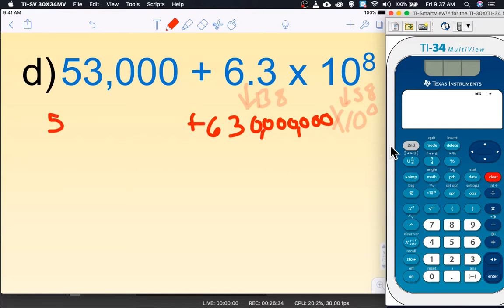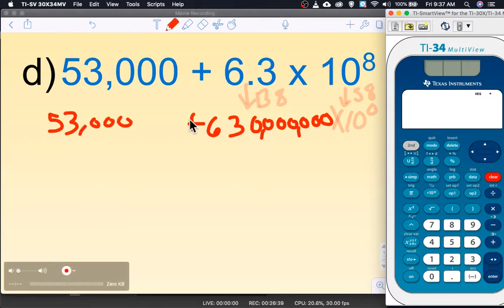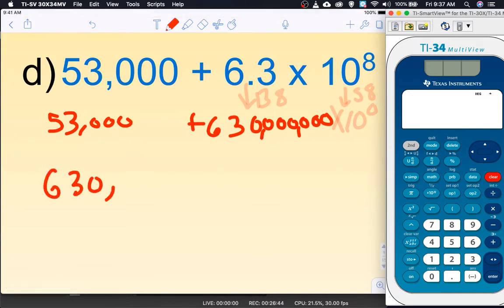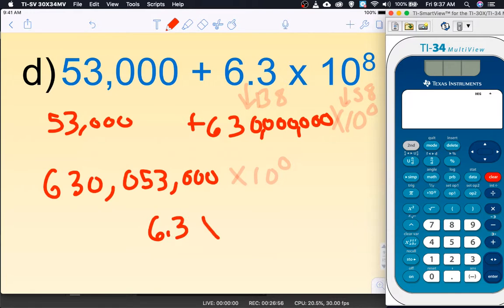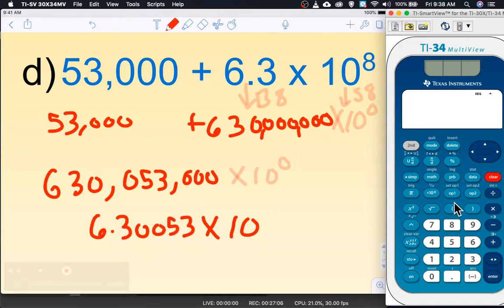Plus this 53,000. So we have 630 million plus 53,000. Well, that's going to be 630 million 53,000. Which is not scientific notation, so we're going to convert it back into scientific notation. He becomes 6.3 times by 10. Oh, I guess I actually need more digits, don't I? 6.30053, just to include everything. Times by 10 to some power.